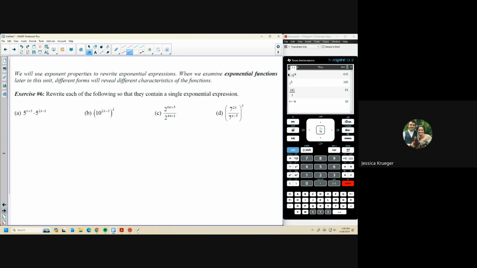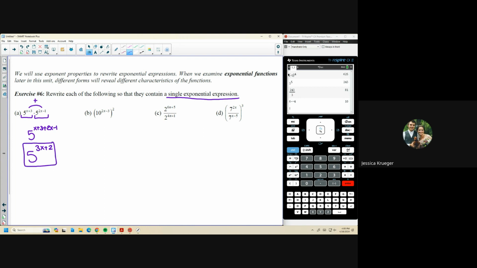Okay, so now we're going to take a look at exponential functions, okay? And we want to be able to rewrite them in different forms. So let's take a look at the directions. It says rewrite each of the following so that they contain a single exponential expression. So 5 to the x plus 3 times 5 to the 2x minus 1. I can add those exponents. So that would be 5 to the x plus 3 plus 2x minus 1. So that would be 3x plus 2.